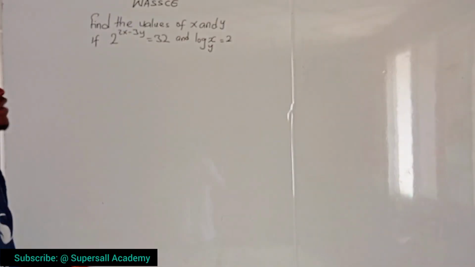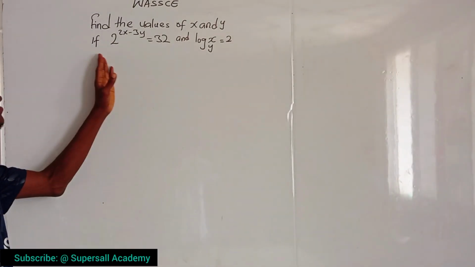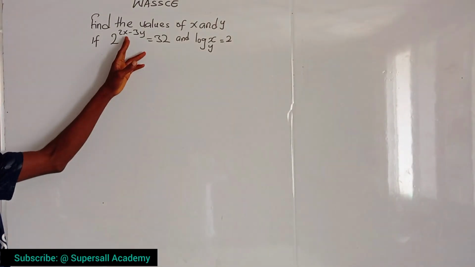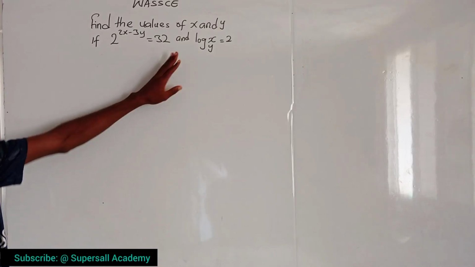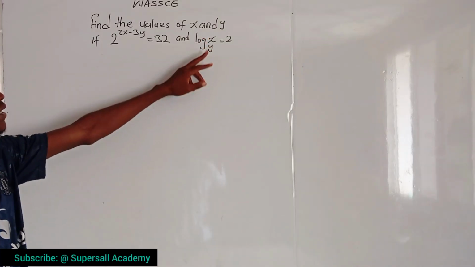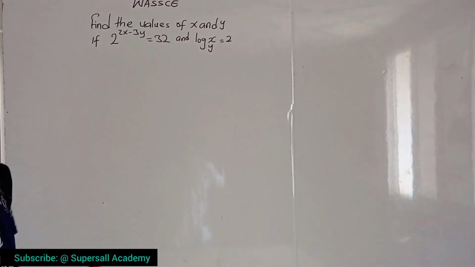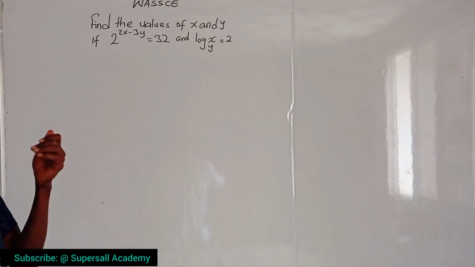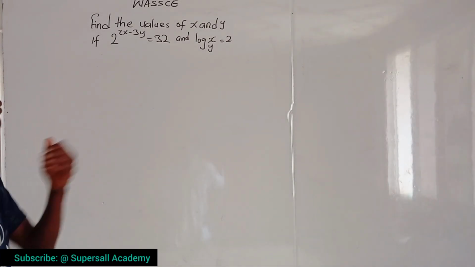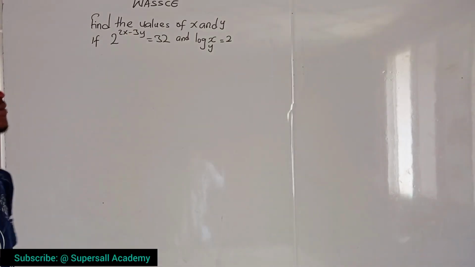Here we are asked to find the values of x and y if 2 raised to the power 2x minus 3y equals 32 and log x base y equals 2. We are asked to find the values of x and y. Yes, so the concept here is very simple. There is a past question.